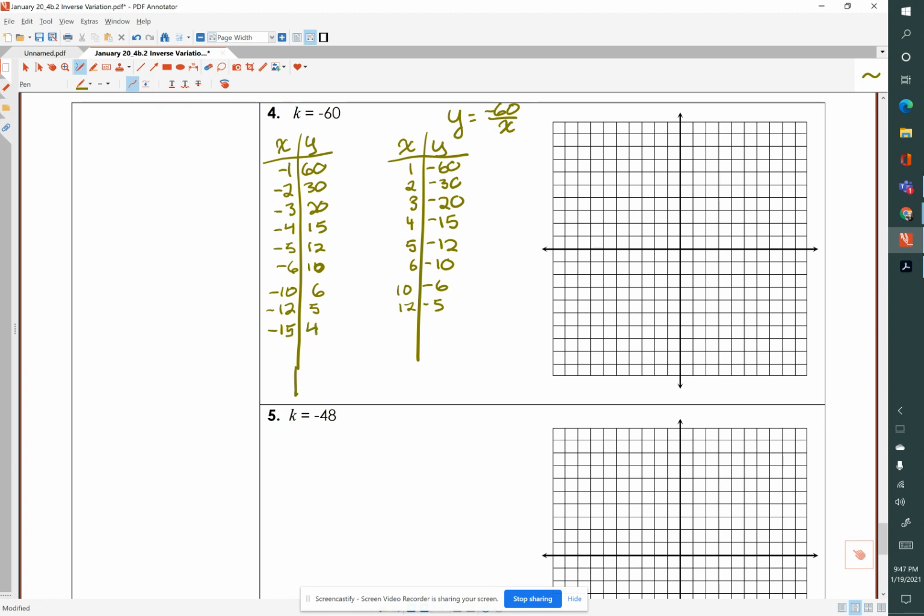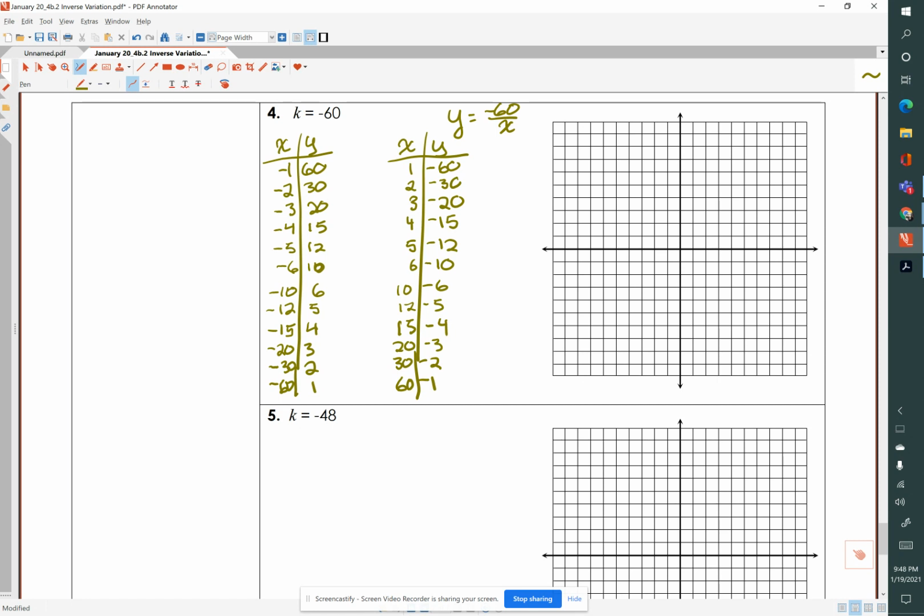Negative 15 times positive 4 is negative 60. So that would be a positive 15 times a negative 4. We have negative 20 times 3, or 20 times negative 3. We have negative 30 times 2, or 30 times negative 2. And we have negative 60 times 1, or positive 60 times negative 1.